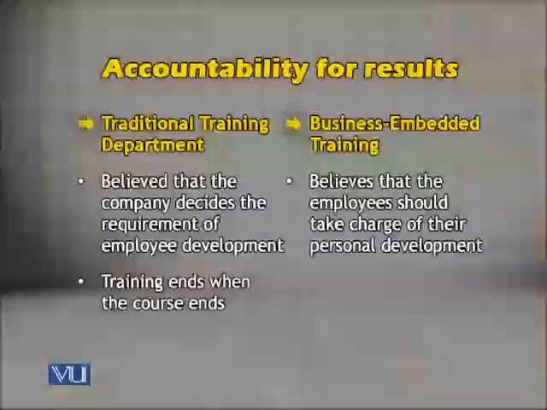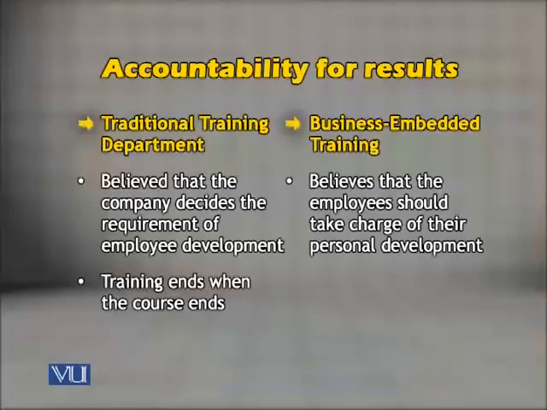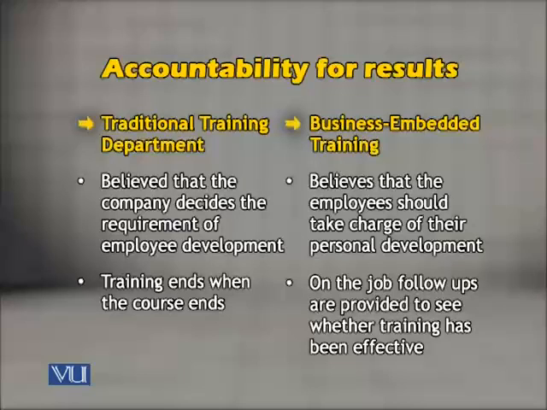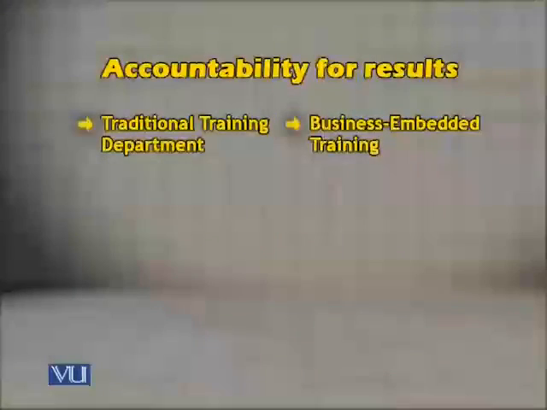So they have more empowerment, they have more choices, and they have more opportunities to go in different ways that they want to develop. Then another difference is that the training ends when the course ends in a traditional training model. The process ends over there. Whereas in a business embedded training model, on the job follow-ups are provided to see whether training has been effective. So the training process does not stop once the course has finished. It keeps on following up the person to see whether the training has been effective.